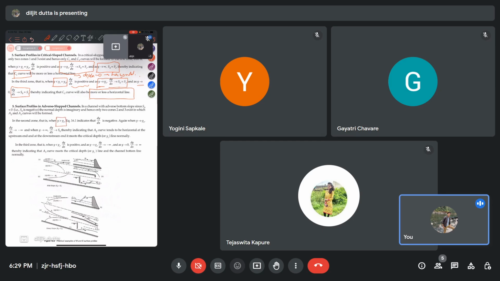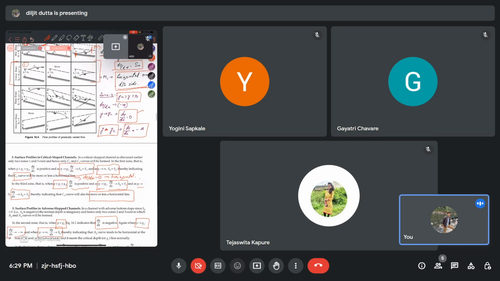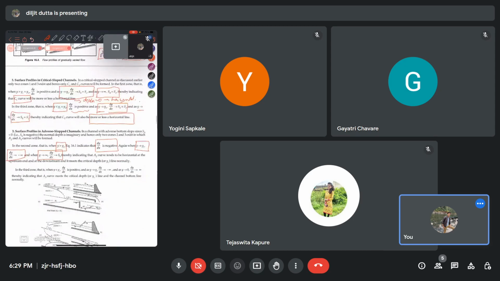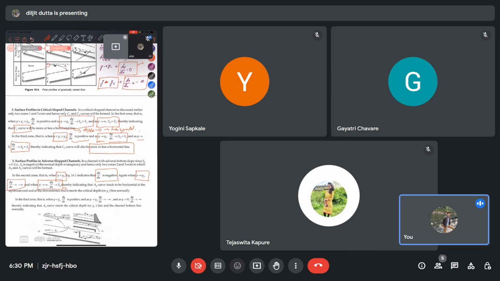So the first case is when y is greater than yc, this will indicate dy by dx is negative, and as y tends to yc, dy by dx will tend to minus infinity, and when y tends to infinity, dy by dx will tend to s0. So this is the adverse slope. When y tends to infinity, dy by dx will tend to s0, and when y tends to yc, at this point dy by dx will tend to minus infinity, so it will be approximately perpendicular.